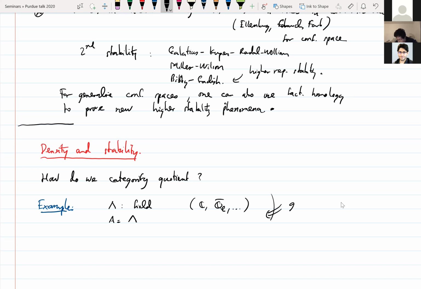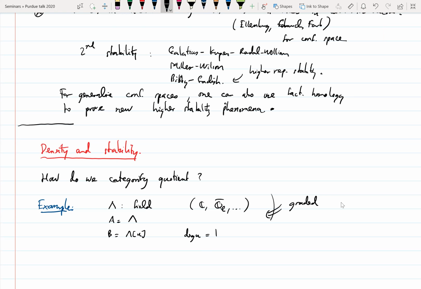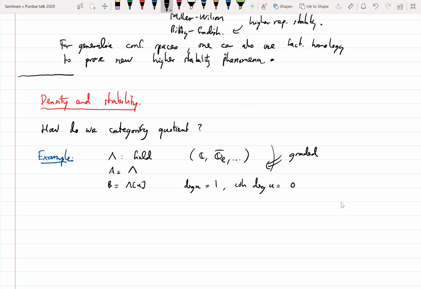Again, everything I'm going to talk about is graded. Besides the cohomological grading, I also have an external grading. You consider this ring B, which is lambda adjoin a variable U, where the degree of U is 1, but the cohomological degree of U is 0. The first thing I want to look at is, for a graded object, I can take the graded Euler characteristic of B, where t is for the grading. In graded degree 0, I have one dimension, so that's 1. In graded degree 1, I have 1 times t, and then 1 times t squared, and so on. So that's 1 over 1 minus t.